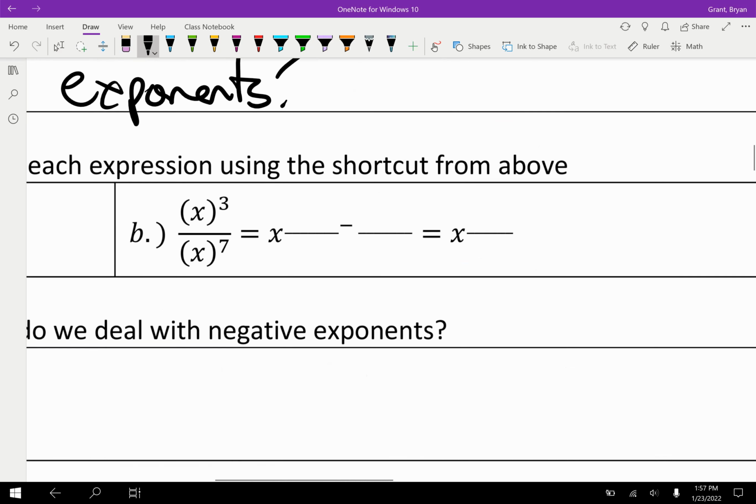But if we take a look at part B and we do 3 minus 7, right, we did top minus bottom on the other one, so we continue, we get negative 4.